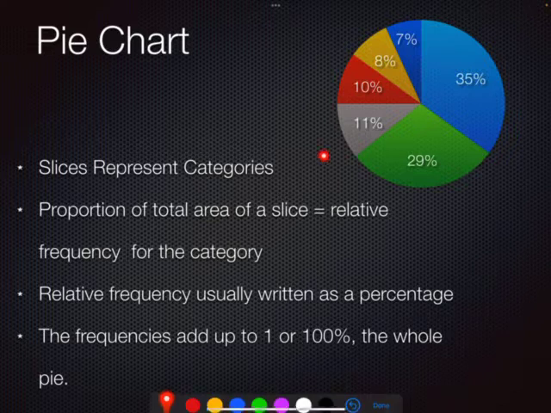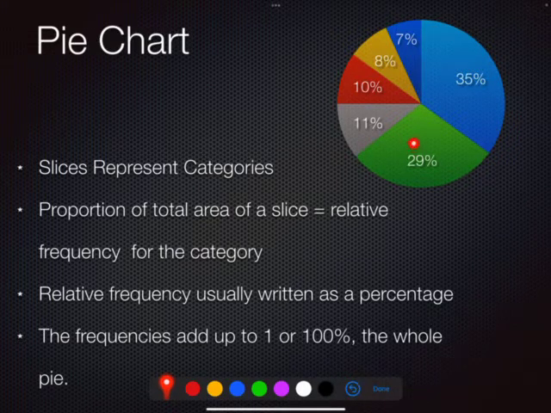So here I've got just a random pie chart set up, and here's some facts about it. The slices represent different categories. Usually we have a legend with this where it tells us what red represents, green represents, and blue, etc. When we get to more details, we'll show what each of these colors represents. Each one represents some sort of category.